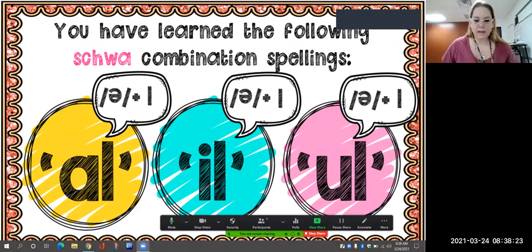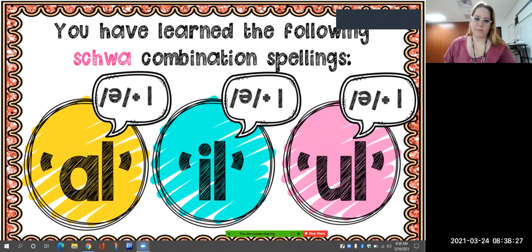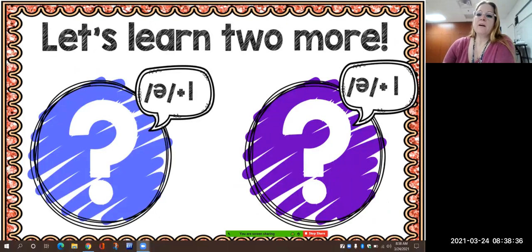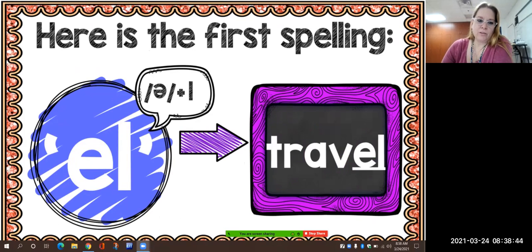All right, so we have learned several different ways to do the schwa combinations. We've learned AL says ol, IL says ol, and UL says ol. Today we're going to learn two more. We have the schwa plus L sound that says ol. It's spelled EL, like travel.